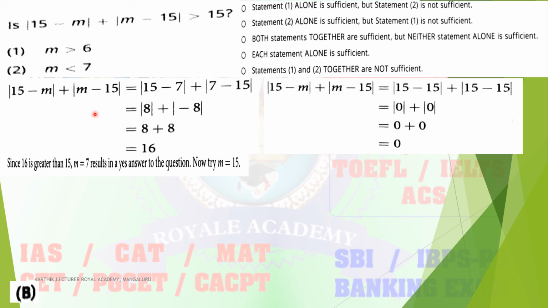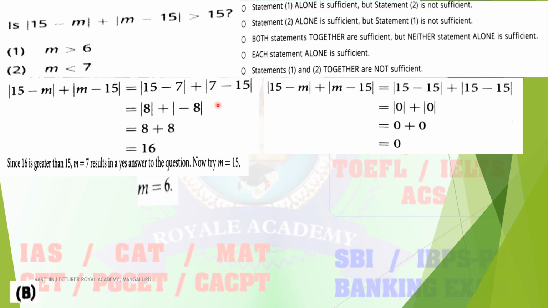So from the first statement, I will choose m equal to 16 first, or m equal to 7; second, I will choose m equal to 15. Any number more than 6 you can choose. The first statement is satisfied, 16 is greater than 15. Second, 0 is greater than 15? No, it is not satisfied. Two different answers we are getting. So from the first statement alone you can't determine the answer.